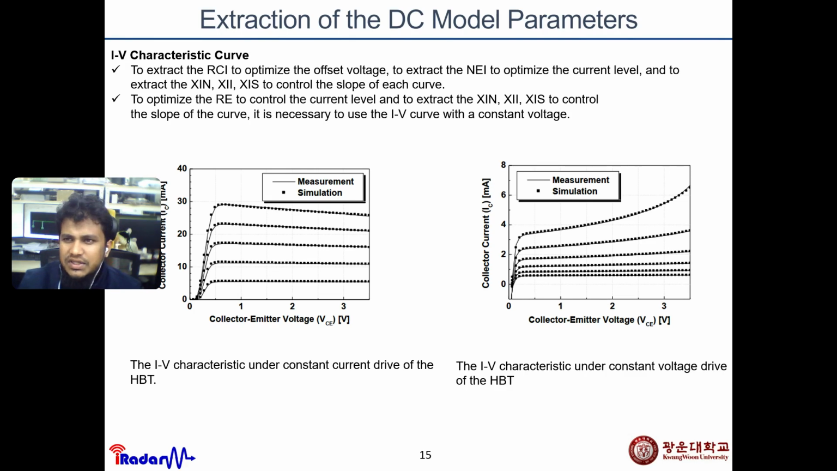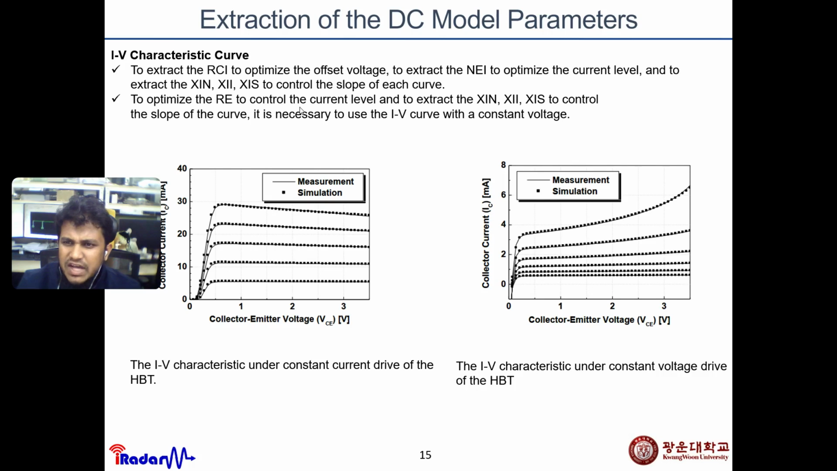So for the extraction of the DC model parameters, I told you in the previous slide that the IV characteristics curve is very important in transistors, N-type or P-type materials. From the IV curve we understand how much current is consumed before it goes to the saturation state. So this is the saturation state and this is the current consumption. This is our voltage, the collector emitter voltage. To extract RCI, we optimize the offset voltage, when the current goes to the saturation stage. This is called the offset voltage. Here the offset voltage is 0.5.